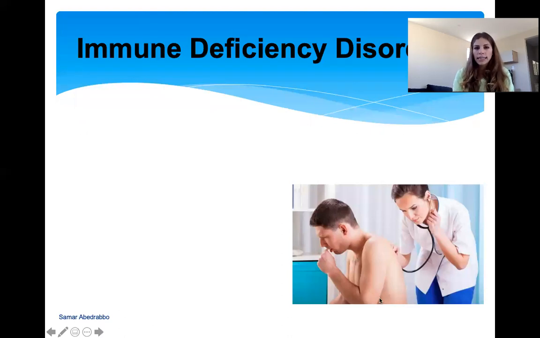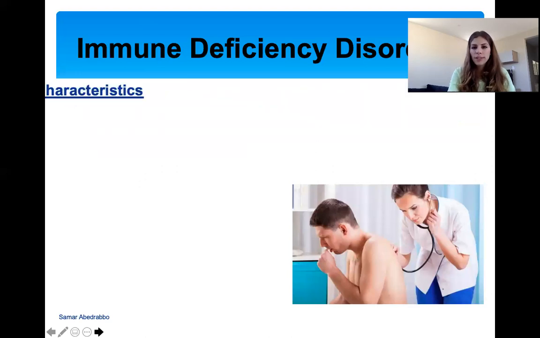Finally, the last class of immunologic disorders we're going to talk about are immune deficiency disorders. This is the exact opposite of autoimmune disorders. So autoimmune is when we have too much immune system attacking its own cells. Immune deficiency is when you're lacking a fully functioning immune system.